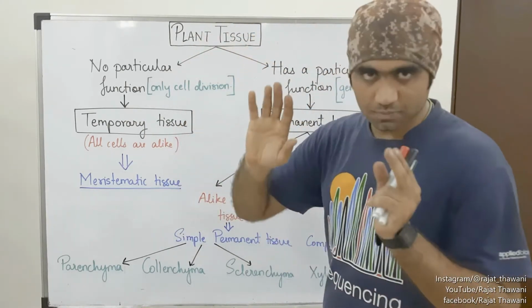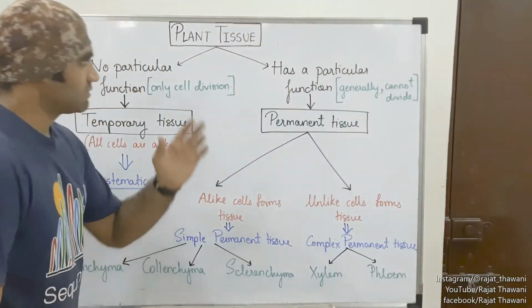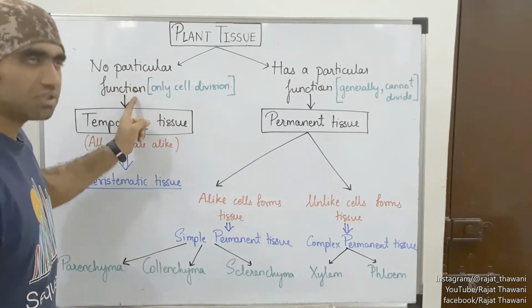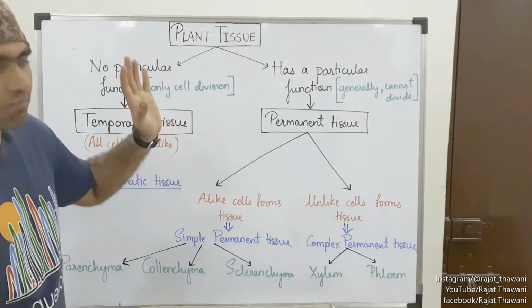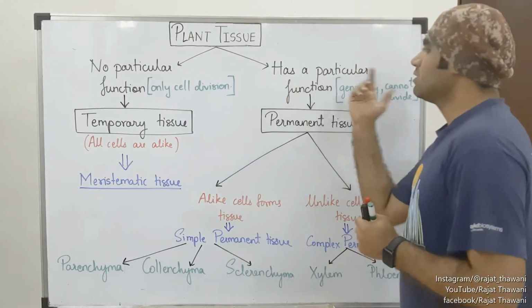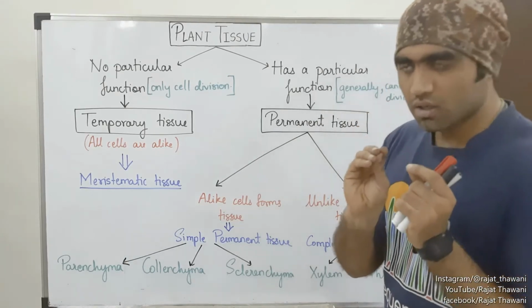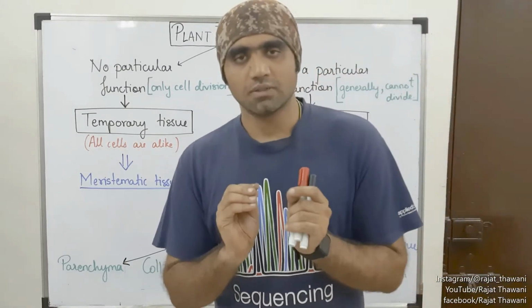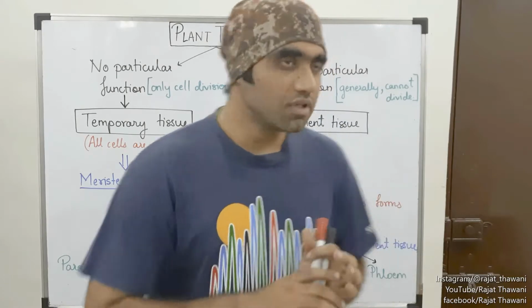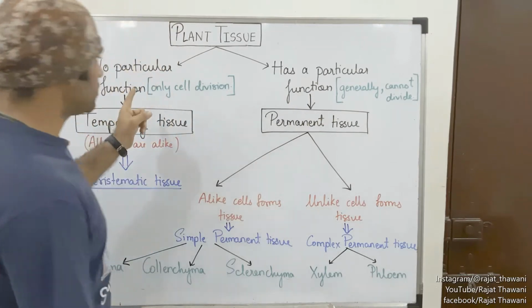Now we are discussing specifically about plant tissue itself. So in plant tissue, we see that there are two types of tissue. One type of tissue or one type of group of cells do not have any particular function, but they have only one function, that is cell division. On the other hand, there are also some types of plant tissues which have particular function. Okay, and they generally do not divide. There are not some, but all the cells in the plant have the property of totipotency, which enables it to divide and redivide. However, generally the cells of this part or this tissues do not divide, but this tissue divide.